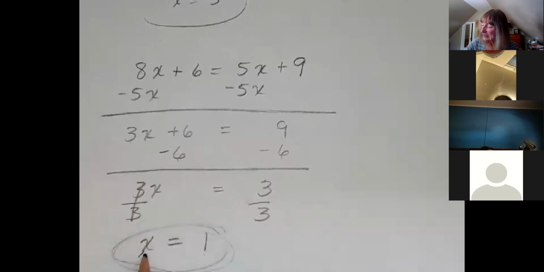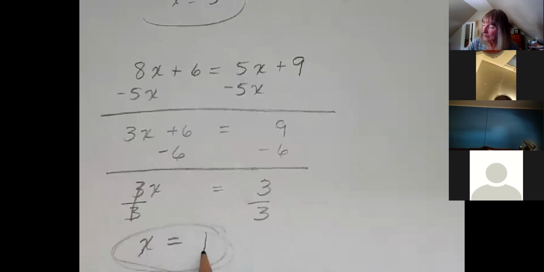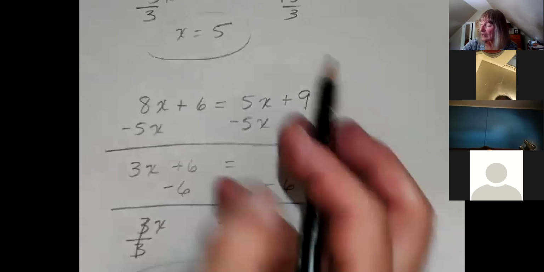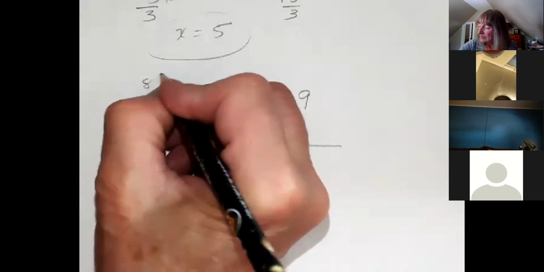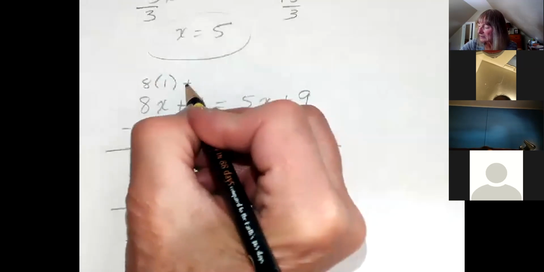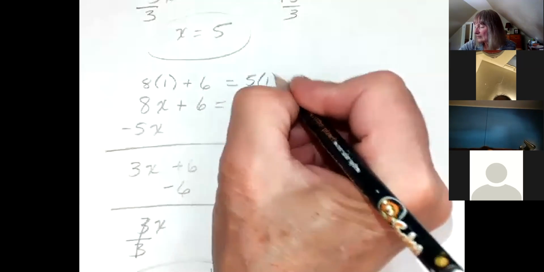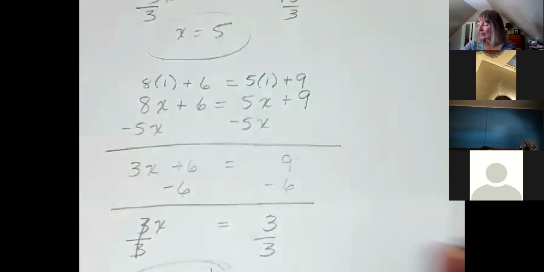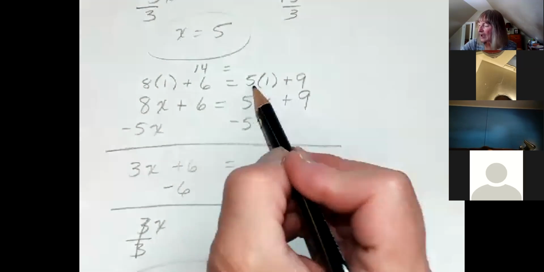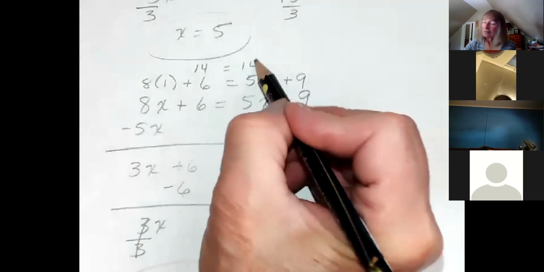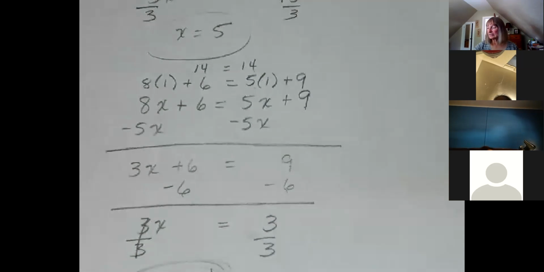Every place you see this symbol here, it stands for the number 1 in the original equation. So it would be 8 times 1 plus 6 is supposed to be equal to 5 times 1 plus 9. 8 and 6 is 14. 5 and 9 is 14. So x equals 1 is indeed the correct answer. Wow.